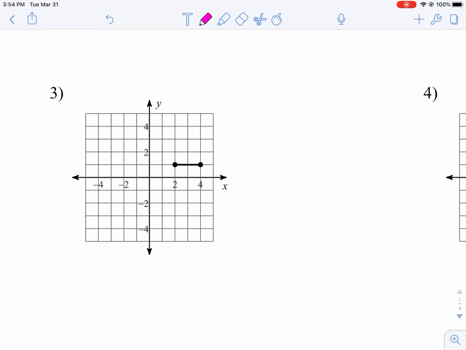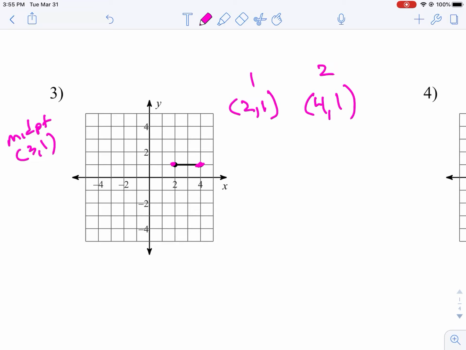I like this one because you should be able to see that halfway is right there. And that point is over 3, up 1. So the midpoint that I already can figure out is 3, 1. But let's show our math to do it. We'll do it real quick, okay? So the first point right here is x is 2, y is 1. And then this point here is going to be x is 4, y is 1. Call that 1, call that 2.